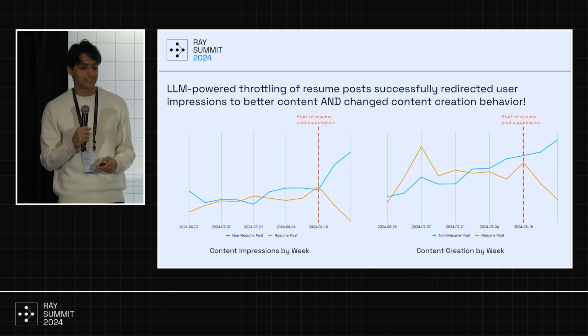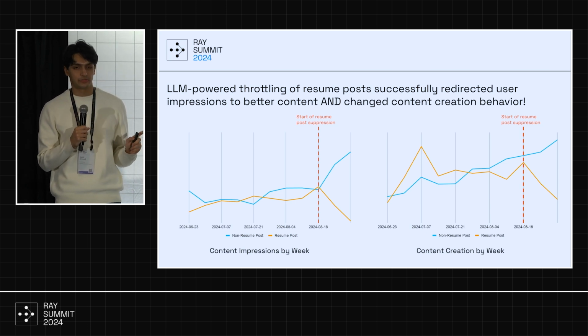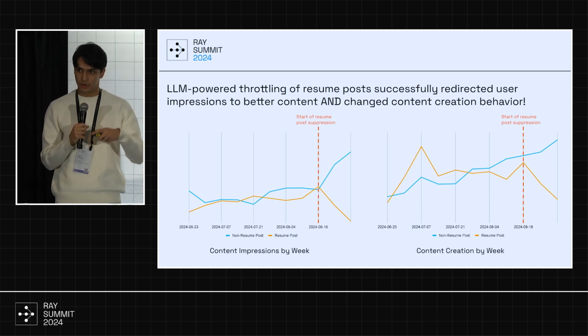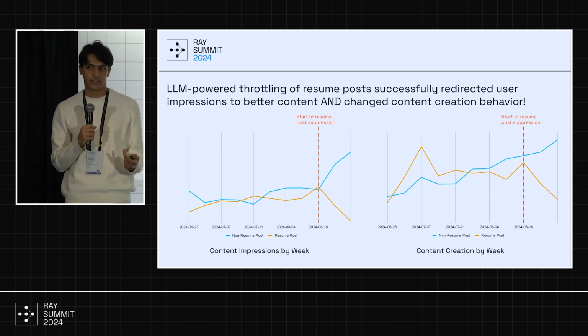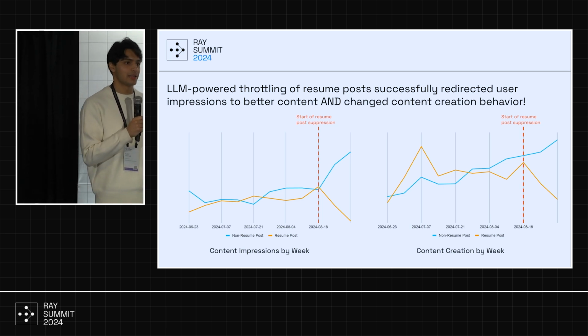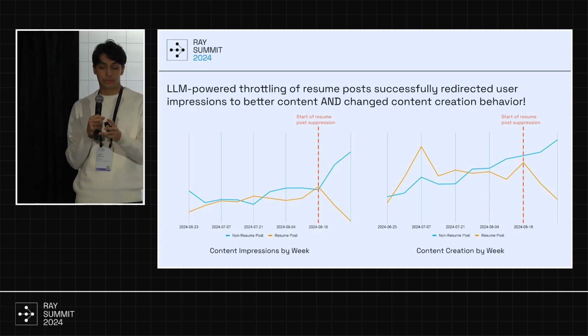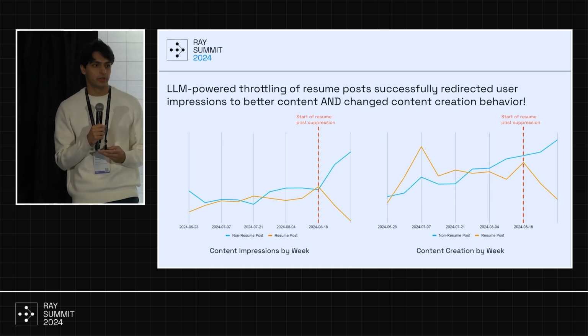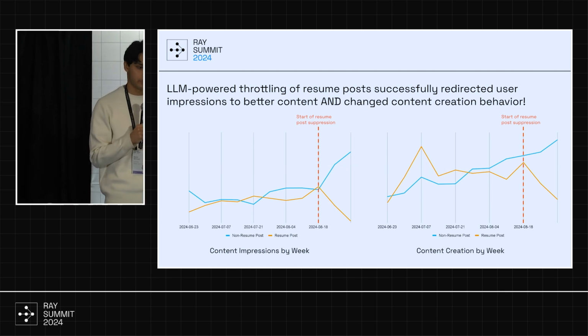So this is quite exciting because not just for this use case of resume post suppression, but for others around what we want to do in our feed content strategy, we realize that we can use LLM tagging and then changes to our recommendation algorithm to guide user behavior in ways that we deem productive and healthy for the platform.